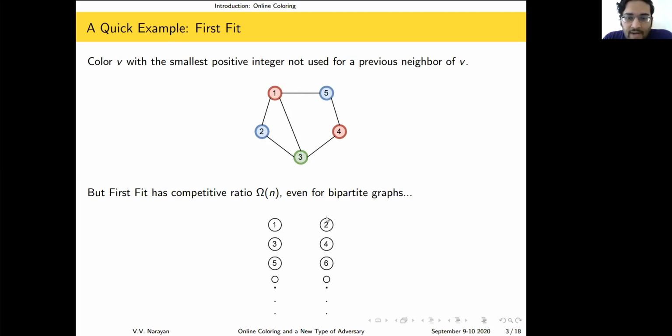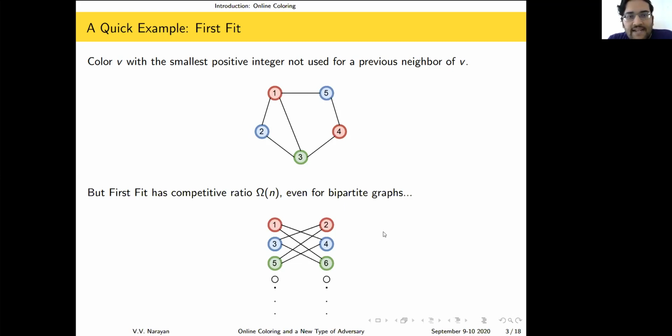So if you present a bipartite graph, which is a complete bipartite graph minus a perfect matching, so if you just remove the matching edges, and present the vertices 1, 2, 3, 4, 5, 6, and so on in this order, this is what First Fit does. It colors both of these vertices red because they're isolated, colors vertex 3 blue, and vertex 4 blue, colors vertex 5 green because it sees both 2 and 4, colors 6 green because it sees both 1 and 3, and so on. It has to use a new color here. So for every pair of vertices, First Fit uses a new color. So it uses n over 2 colors, even though the graph is 2-colorable. So the competitive ratio is Omega of n.